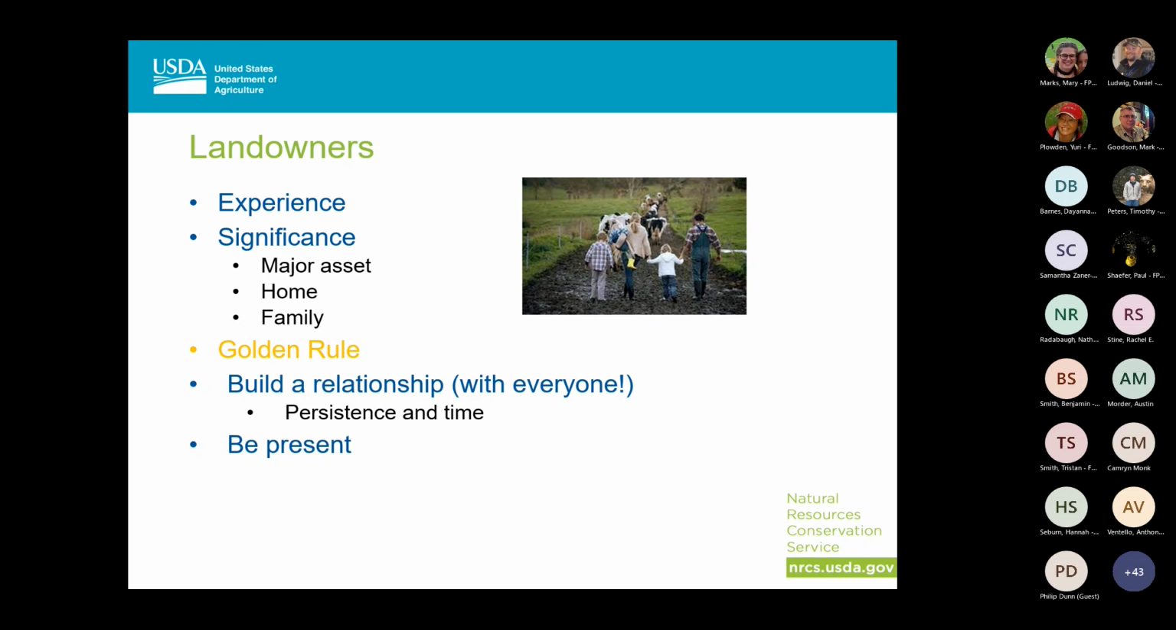Build a relationship with everyone. I know Dan, I believe, mentioned this on Tuesday. I haven't heard a lot of today's presentations, but I know I heard it Tuesday, if it's been repeated. But you never really know who the decision maker is. You might think you do, but you might not for certain.